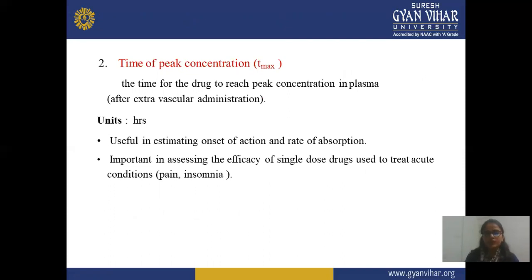Or maximum concentration of the drug in the plasma. So Tmax is the time for the drug to reach a peak concentration in plasma after extravascular administration. Suppose you are taking a drug by an extravascular route, other than the parenteral or IV route. Then you check how much drug is available to show the effect, and after reaching maximum concentration, how much time is required for a particular drug. So you check the plasma concentration and the time required to reach the peak of plasma concentration.